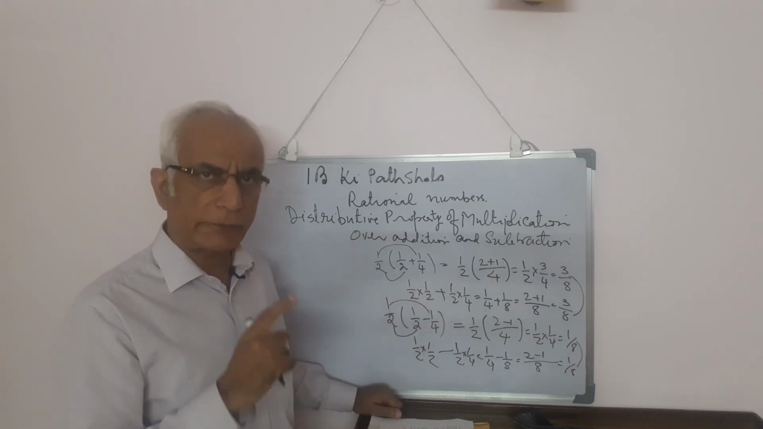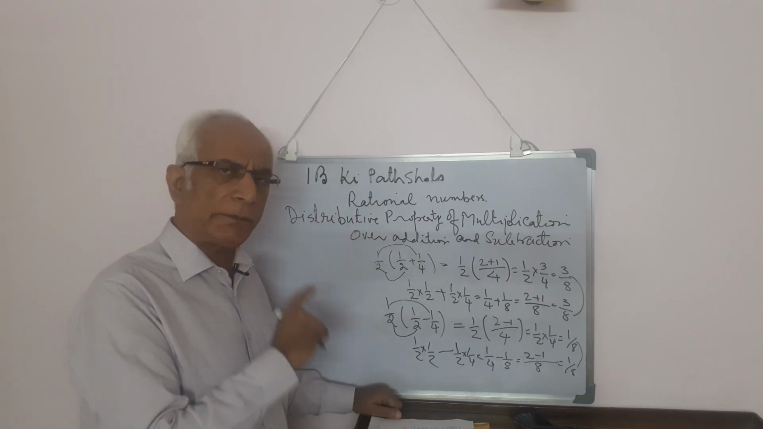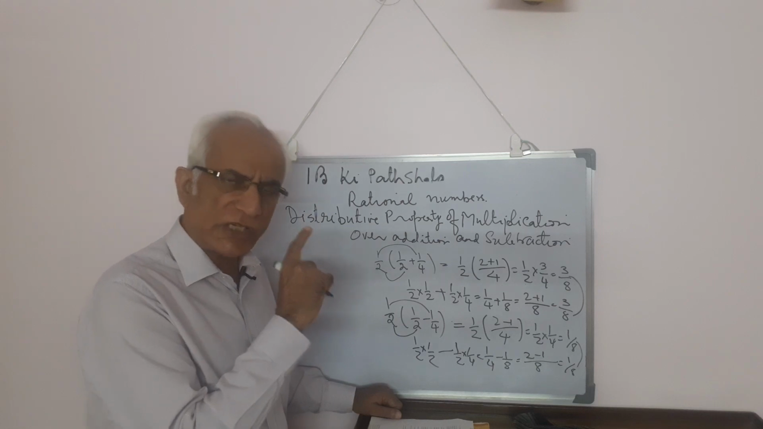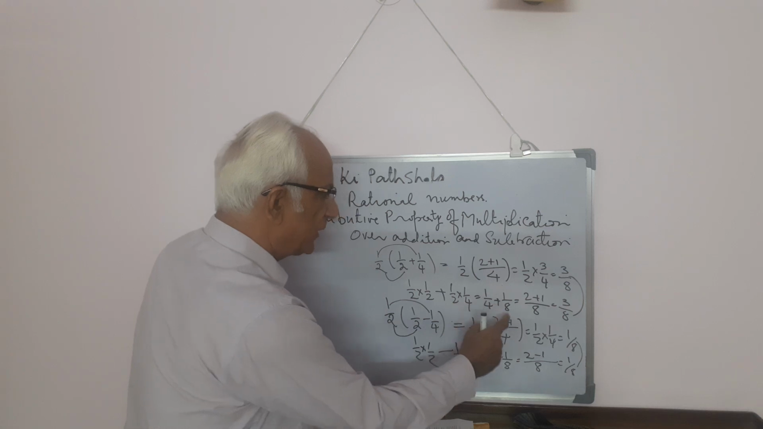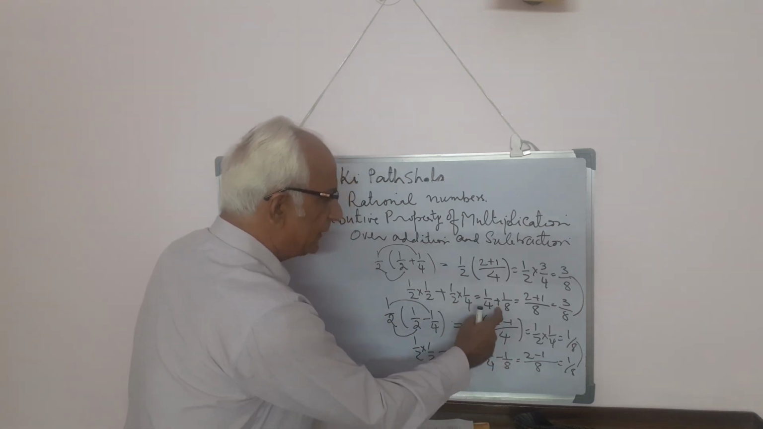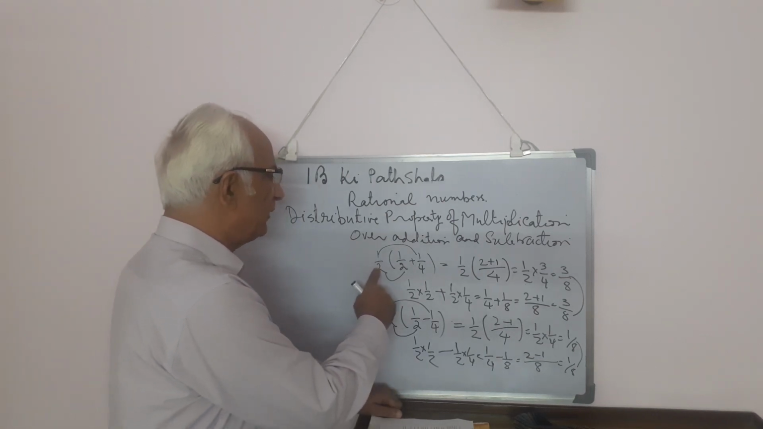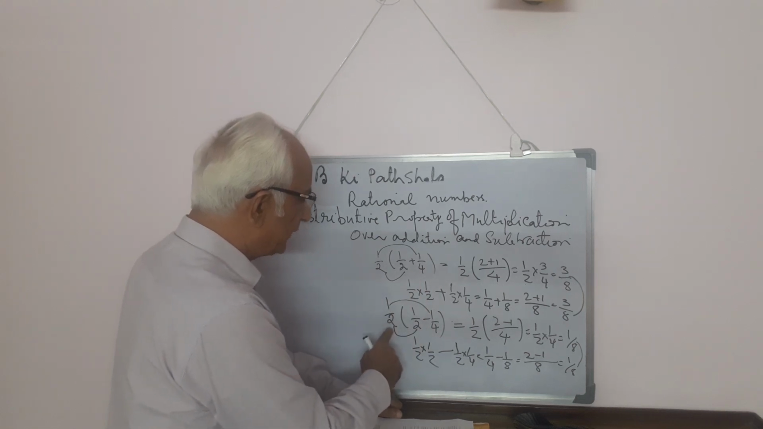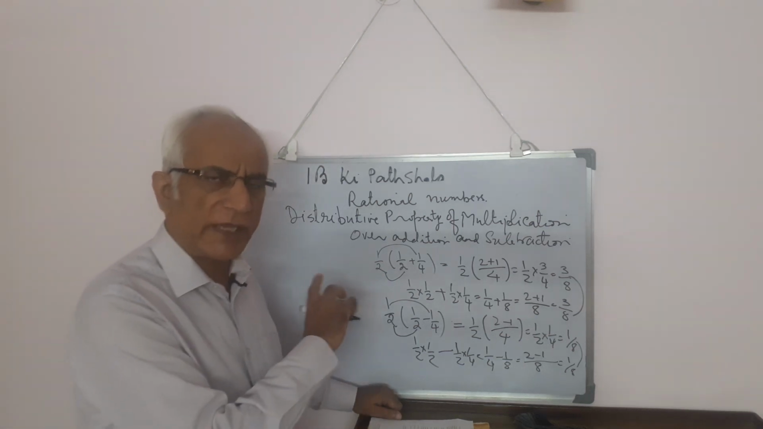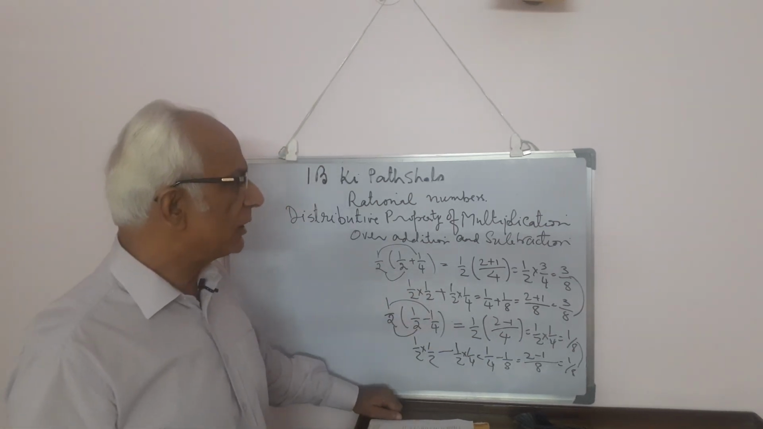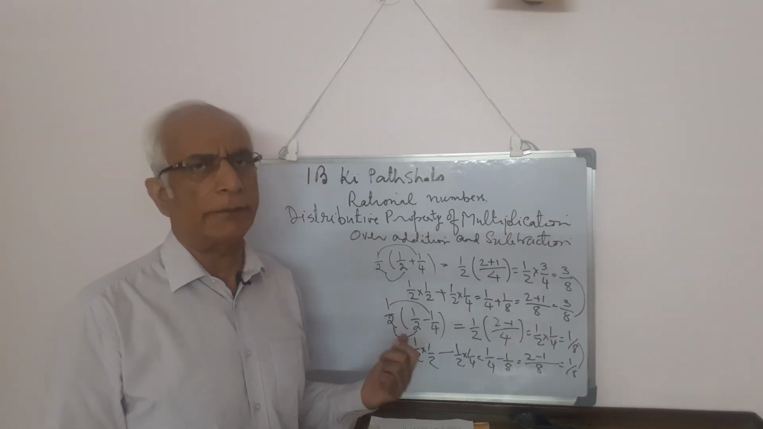It is valid. That means we can solve these questions by using this property. We can multiply the factor to each of the numbers which are in the parenthesis, and then we can add the products or subtract the products. Here we are adding the products, here we are subtracting the products. We multiplied this factor with each of these two numbers, and then here we added and here we subtracted. So this way we apply the distributive property of multiplication over addition and subtraction to rational numbers.